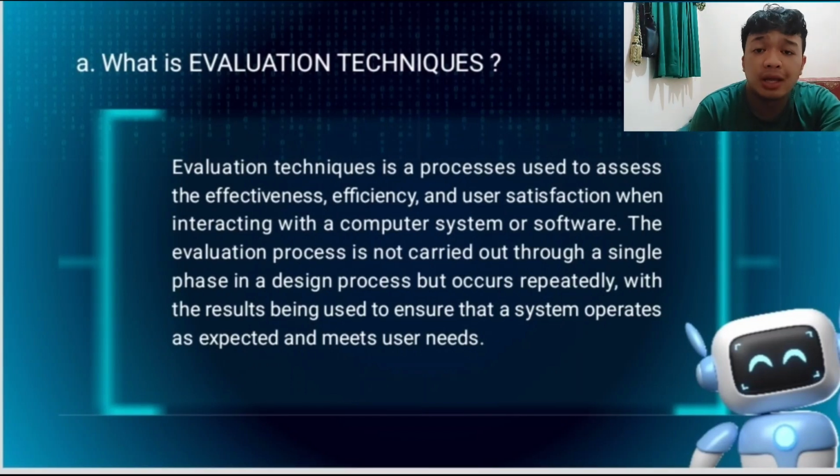Right, through ongoing evaluation, developers can identify problems or deficiencies at an early stage, allowing fixes and improvements to be made before the final product is launched. And then this evaluation ensures that the system developed is not only functional but also user-friendly and meets user expectations.